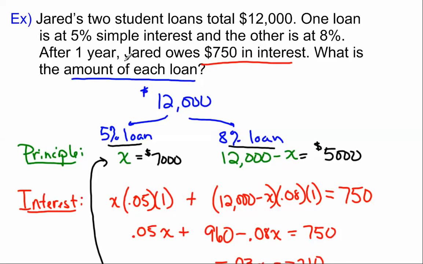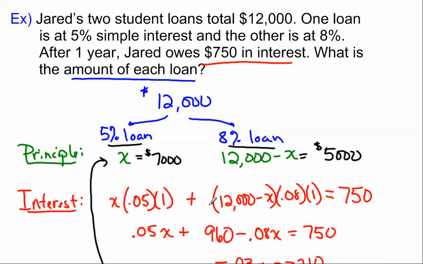Let's keep reading. It says after 1 year, Jared owes $750 in interest. That's going to be the interest between both of those accounts, and our job is to figure out how much is in each of those loans. Our interest formula again was PRT. So the P is the principal. How much did we borrow from the 5%? We don't know, but we're representing it with an X, so that's our P. What's the rate? You just turn this percentage into a decimal, 0.05, and the length of time is a year.